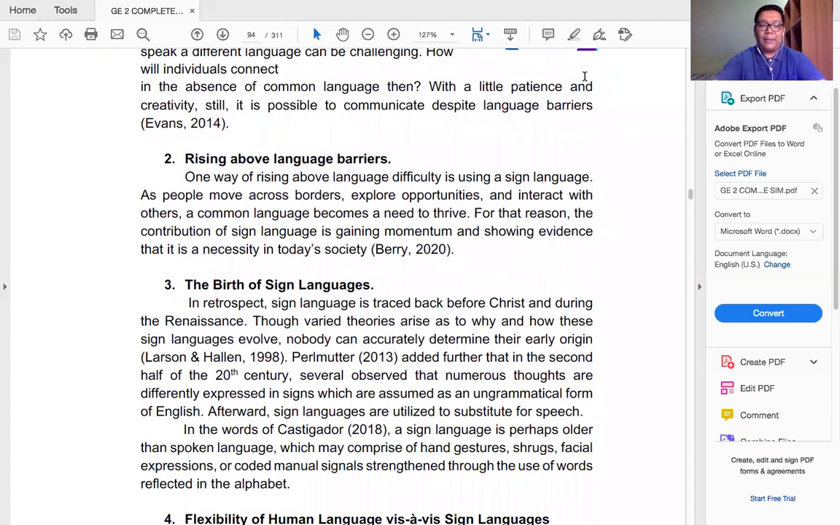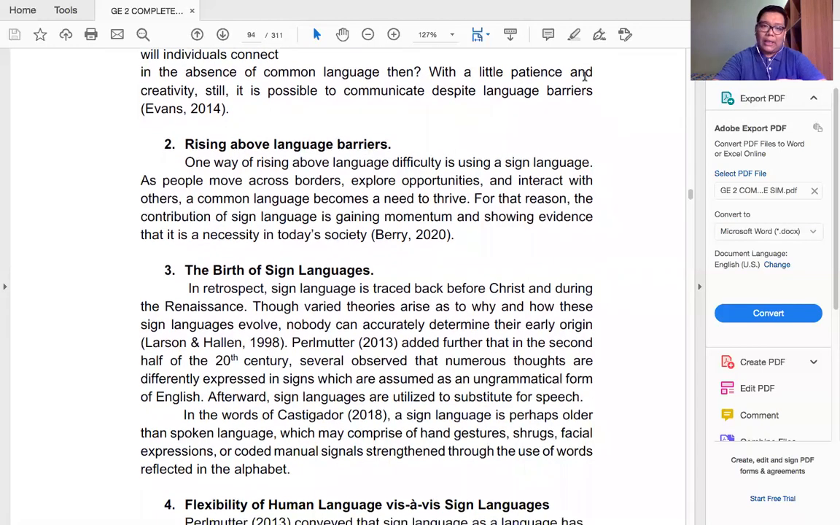Before we delve deeper into the discussion on sign languages, let us trace the history of sign languages. In retrospect, sign language is traced back before Christ and during the Renaissance. Though varied theories arise as to why and how these sign languages evolved, nobody can actually point out the early origin of sign languages. That's according to Larson and Hallen in 1998.